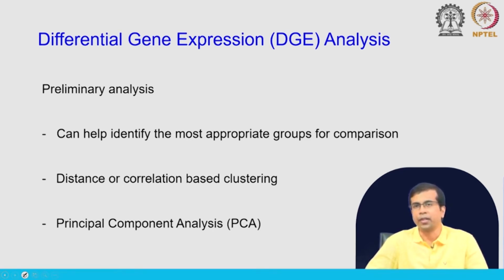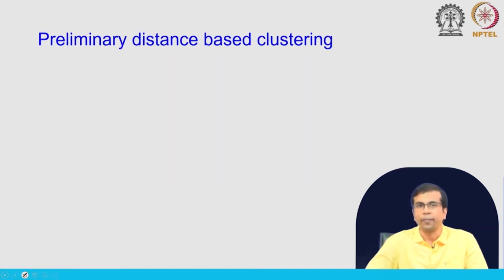I will give you some examples with some sample data and show you how these will look. I have been talking about these 16 samples. We used this data for normalization, and we explored different types of normalization with it. I will use the same data to show you how this correlation based or distance based clustering will look, and what we get if we do the principal component analysis on that data set. That will give us some insight into the data and the biology of the data.